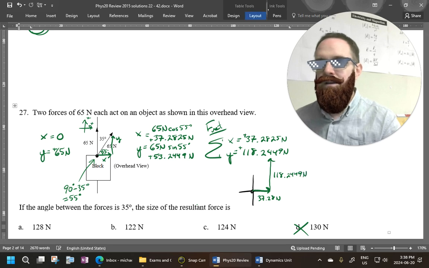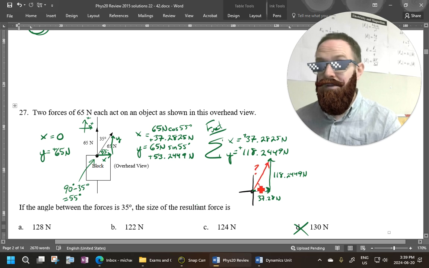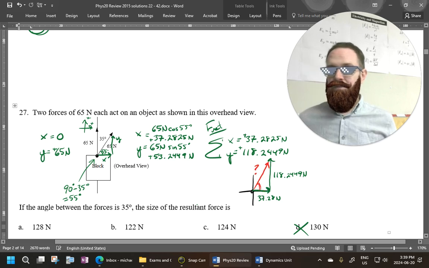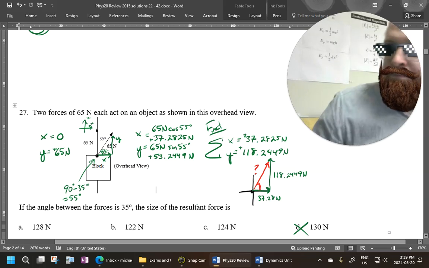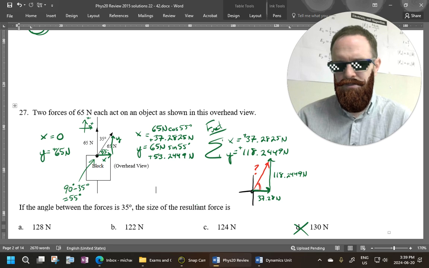Now what we're looking for is that hypotenuse. We want to find out what this number is. We'll also find the angle too, might as well. Find out what that angle is, just because I like vectors having angles to them.